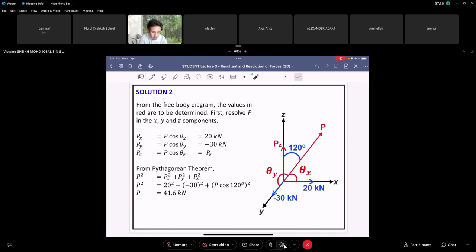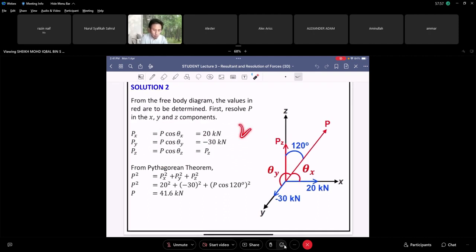All right, so Px is already given, it's 20 kilonewton, but we don't know what theta x is. Py is also given, its magnitude is minus 30 kilonewton, but we don't know theta y. Pz here, P cos theta z is equal to Pz. It's not given, it's an unknown. All right, so looking at this one here, it's a bit hard to solve because there's two unknowns, right? We have P here that we do not know, and then we have theta x, y, z that we don't know.